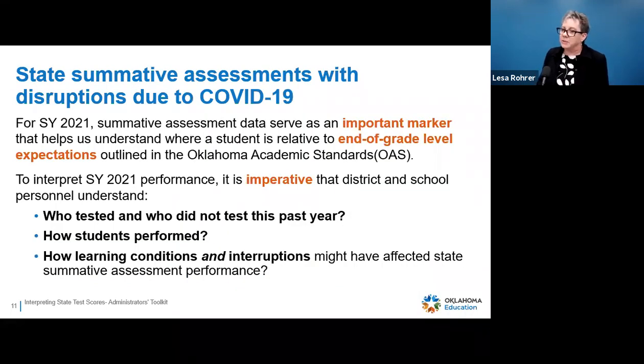So when we're thinking about state summative assessments with disruptions due to COVID, there are some caveats that we need to consider. Therefore, those summative assessments still serve as an important marker that help us understand where a student is relative to end of grade level expectations, and those are outlined in our Oklahoma academic standards. However, to interpret 2021, it's imperative that a district and a school understand, first of all, who tested and who didn't test. Then thinking about that, how did those students that tested perform? And how the learning conditions and interruptions might have affected their performance. So we're going to be looking at this broader picture as we go through this presentation.